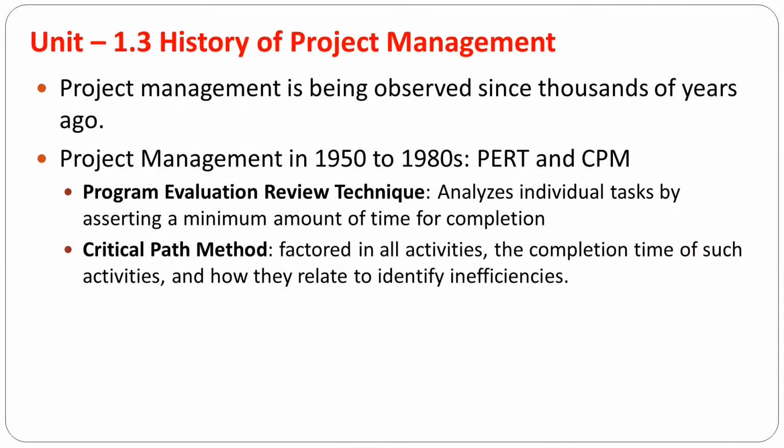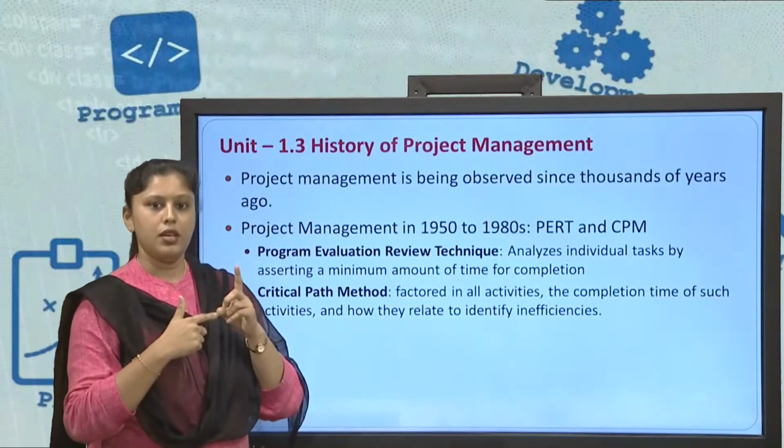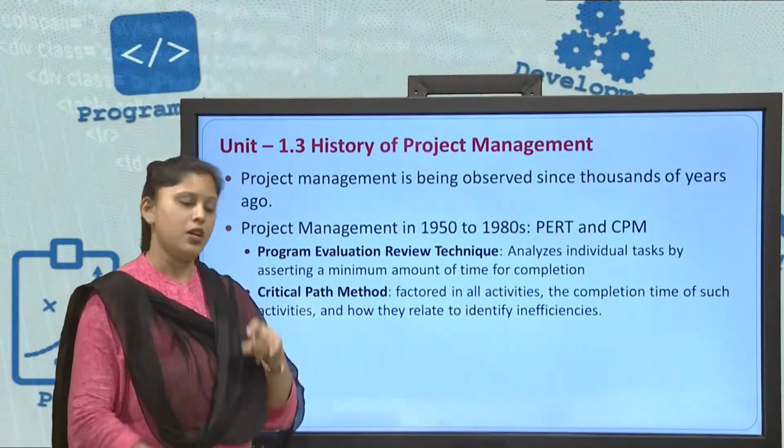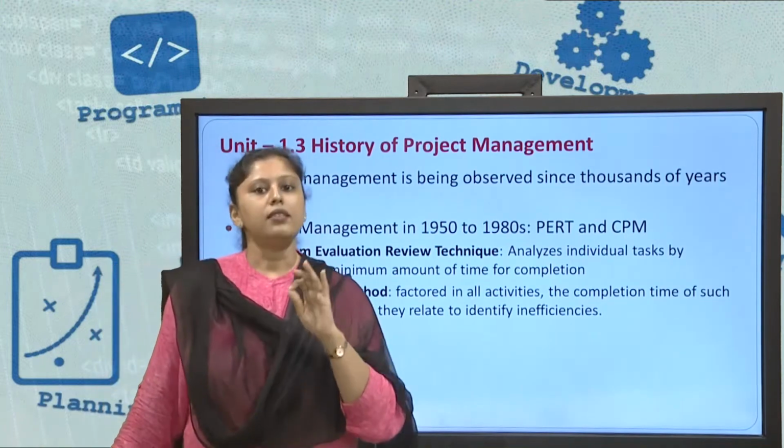All right, and it checks for one activity, yes, this is the completion time. For the second activity, yes, this is the completion time. For the third activity, yes, this is the completion time. Out of all these three activities, it will identify which is more inefficient and which one is more efficient. So that is the critical path method.